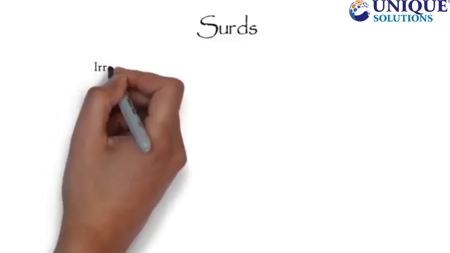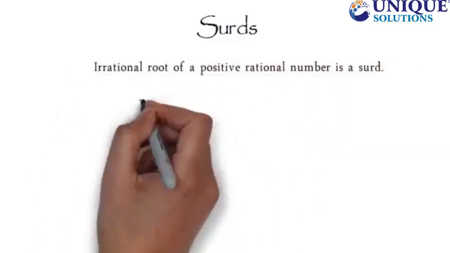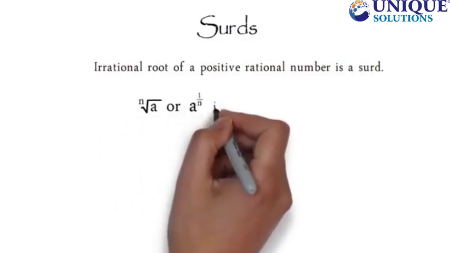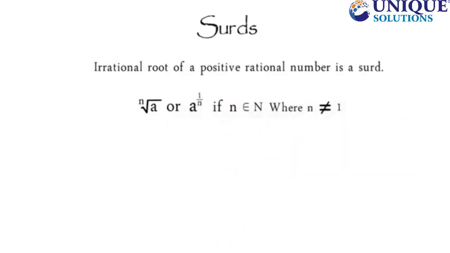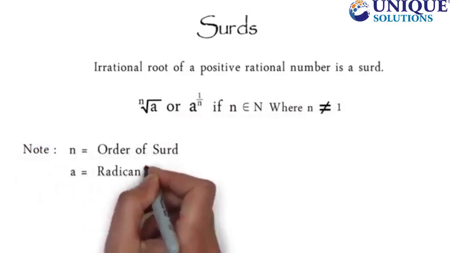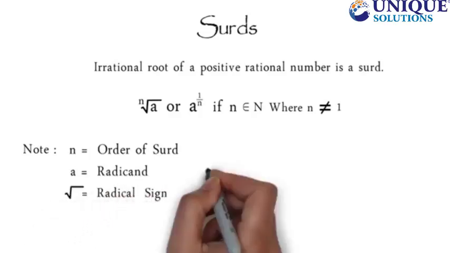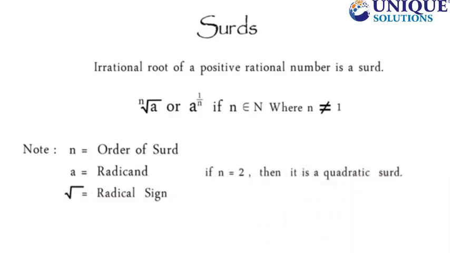Surds. An irrational root of a positive rational number is a surd. The nth root of a, or a raised to 1 by n, where n belongs to N and n is not equal to 1. Note: n is the order of the surd, a is the radicand, and the square root is the radical sign. If n is equal to 2, then it is a quadratic surd.